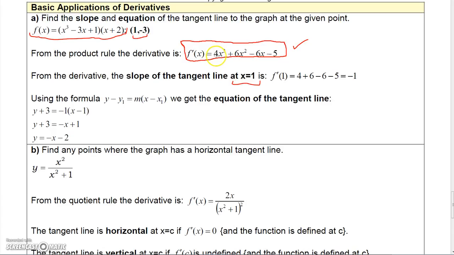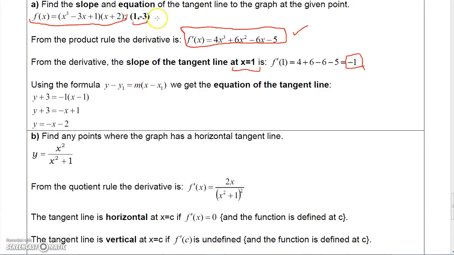So if I plug 1 in, I'm going to get 4 plus 6 minus 6 minus 5. Well, the 6's cancel, so I'm just going to get 4 minus 5, which is -1. So the slope of the tangent line at the point (1, -3) is actually -1. Now notice I gave you both the x and the y value here. I could have just given you the x value and left it up to you to get the y value by plugging x equals 1 back into this function.